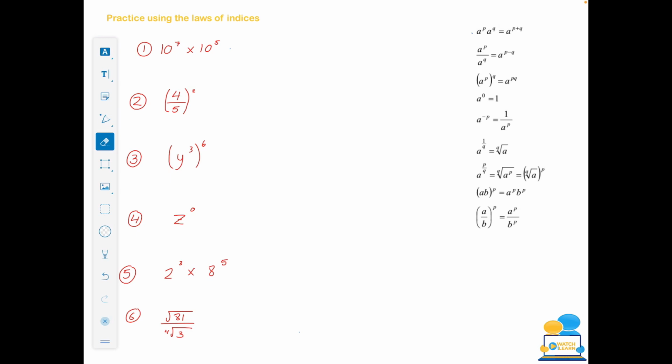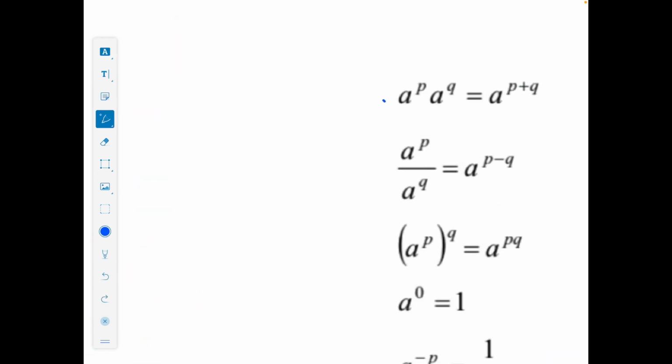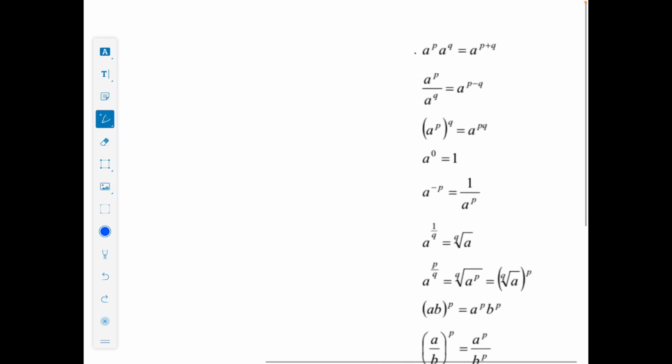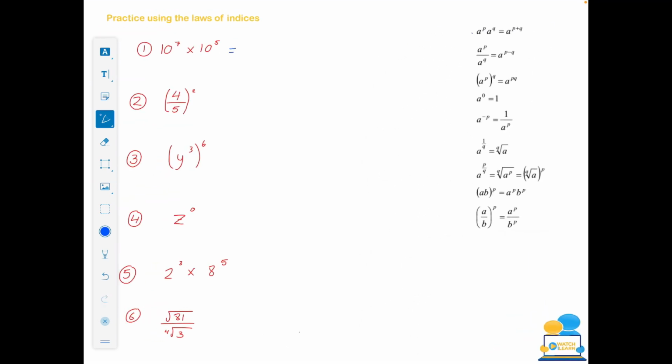So we're going to start by looking at some relatively straightforward examples where we just use the laws of indices. So first we have 10 to the power of 7 multiplied by 10 to the power of 5. Okay, so we go to our rules, we see the first one here deals with multiplication. So they have a to the power of p multiplied by a to the power of q. What do they do? They just add the powers. So we're going to do the same thing here. So this is going to be equal to 10 to the power of 7 plus 5, which will be 10 to the power of 12.